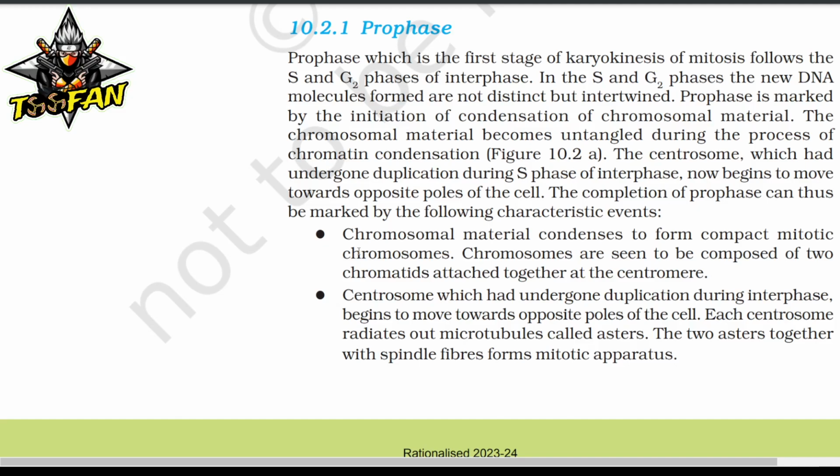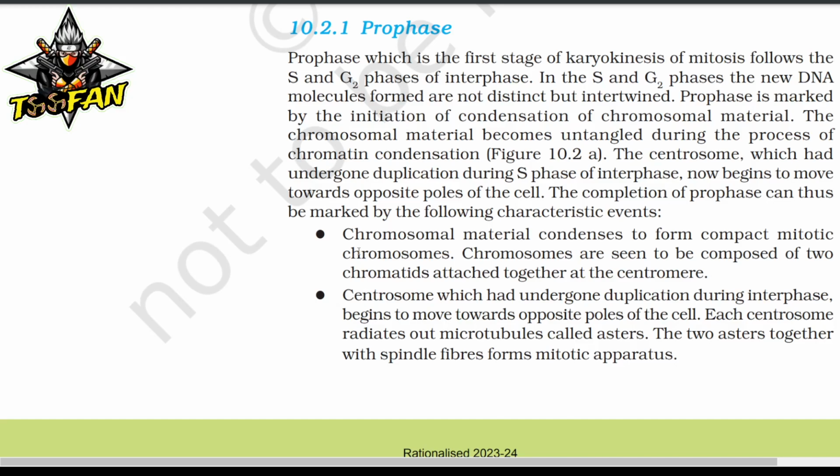Chromosomal material condenses to form compact mitotic chromosomes. Chromosomes are seen to be composed of 2 chromatids attached together at the centromere. Centrosome, which has undergone duplication during interphase, begins to move towards the opposite pole of the cell.